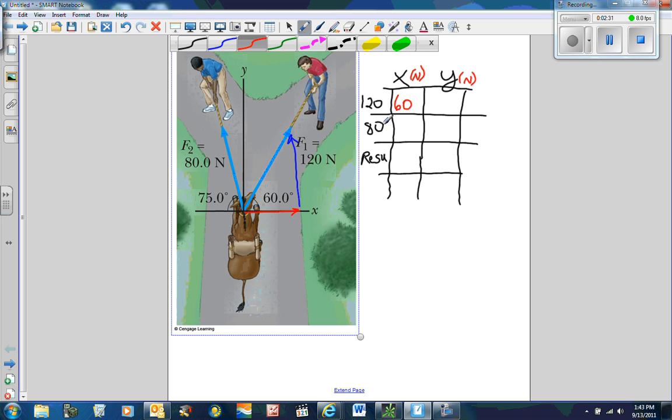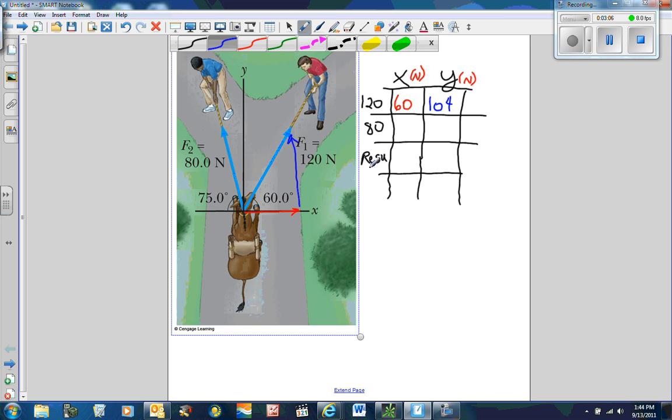All right. Now my blue, this one is opposite, and so I want to use sine, which is opposite divided by hypotenuse. So hypotenuse times the sine is going to give me this opposite side. So it's going to be 120 times sine of 60, which gives me 104. Be sure you can get that in your calculator. That'd be a good idea probably. Both of these are positive.